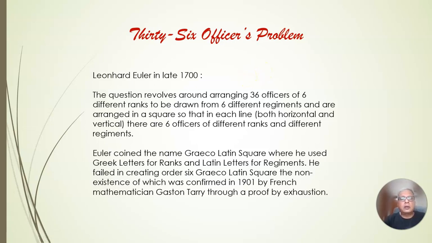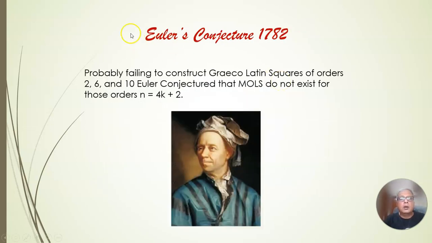However, Euler made a conjecture that Greco-Latin squares of all orders exist except when the order is of the form 4k plus 2, that is 2, 6, 10, 14, 18, 22, etc. So Euler was the first mathematician to put in an organized effort to crack this problem, and in 1782 he conjectured that Greco-Latin squares of all orders exist except when the order is of the form 4k plus 2, that is 2, 6, 10, etc.